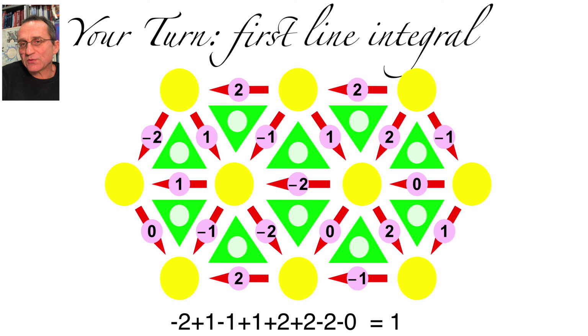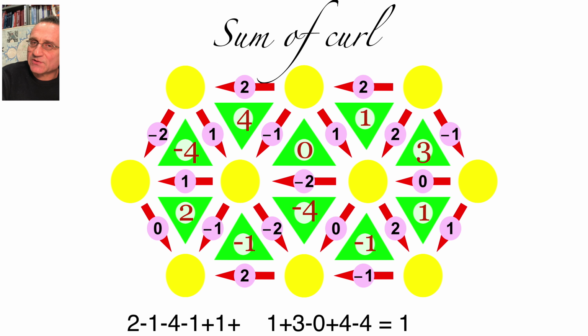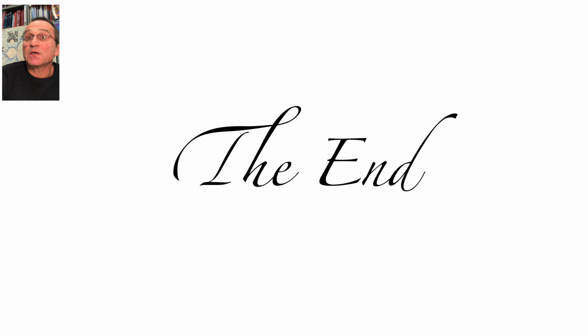And we could also do that with a curl. We can compute the curl values, which are indicated here, and add up all these curl values, and these curl values also add up to 1. That's the Stokes or Green theorem. And that's the end.